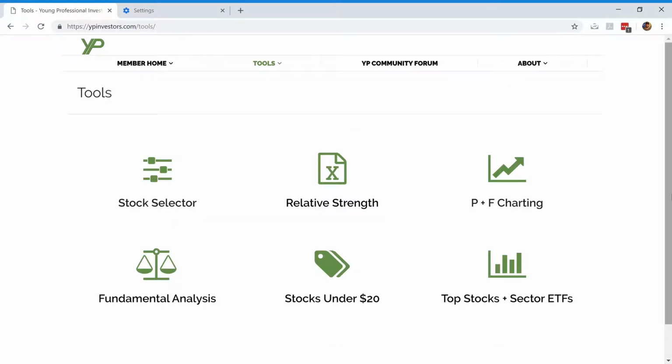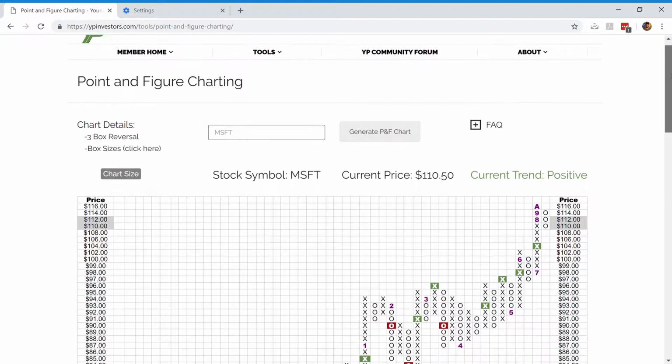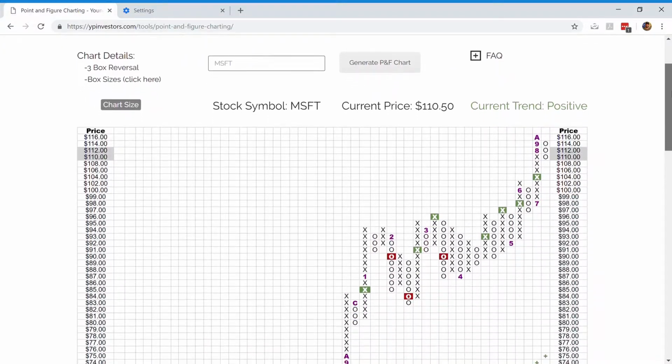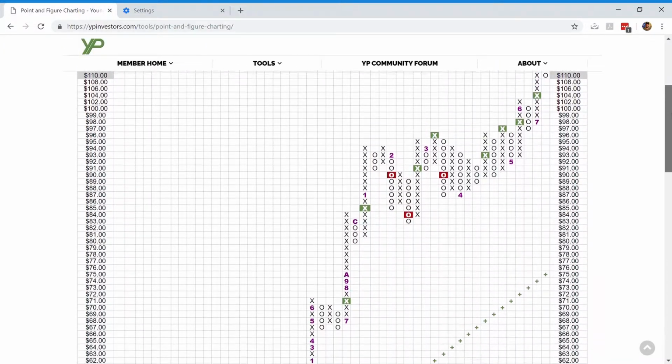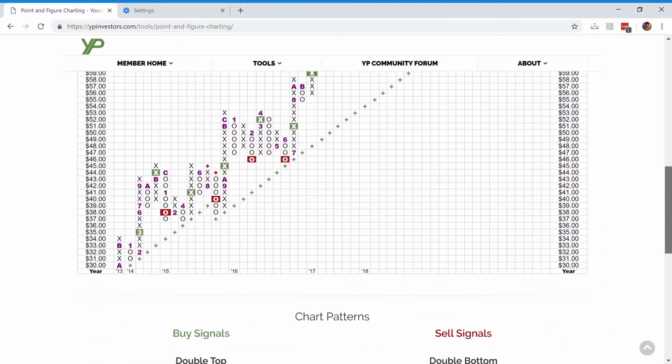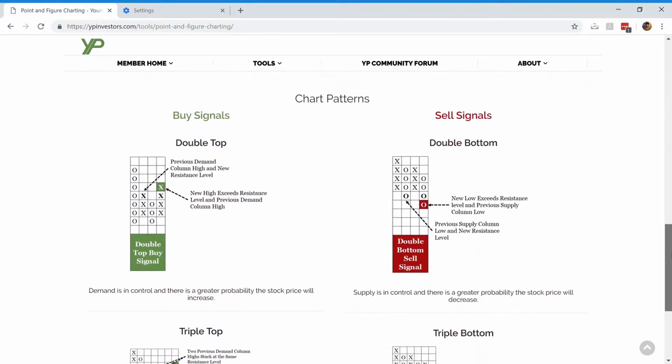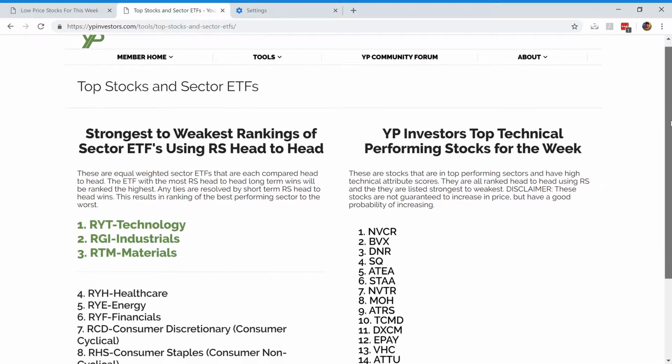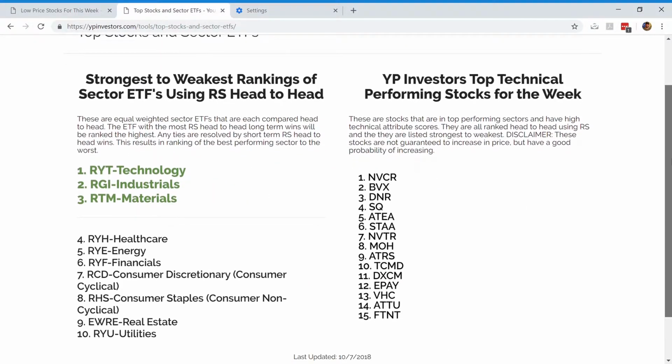Our monthly membership provides so much to an investor. We offer tools including the stock selector, relative strength charts, point and figure charts, low price stocks, fundamental analysis tools, and the top stocks and sectors page. These tools, charts, and pages unlock valuable information to guide your investments. Whether you're investing savings that would otherwise sit in your bank account or investing for your retirement, these tools will aid you in making educated moves in your investments.